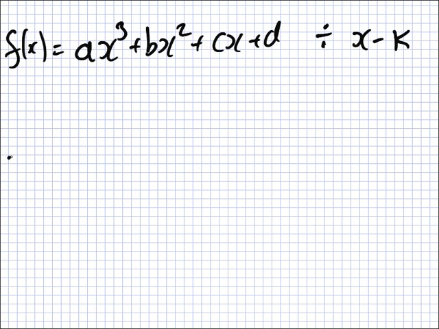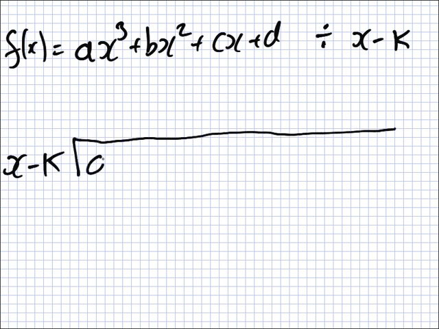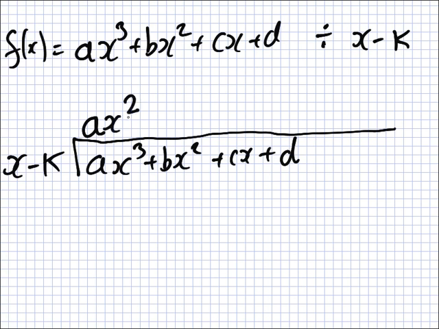So the proof, like I said, you have to pay careful attention. Let's begin by doing the long division. x minus k divided into ax cubed plus bx squared plus cx plus d. Now, we'll do this step by step. We'll do the first multiplication, then I'll pause and let you write it down. What would be the first term here? ax squared.